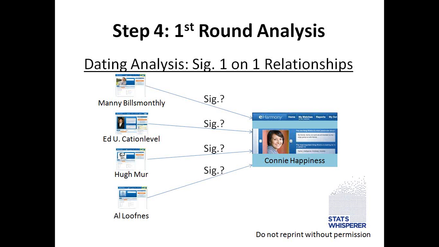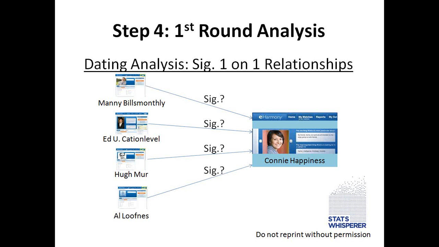All right. So also in step 4, we have our first round of analysis. In the dating analysis, you might have the central person, the central person who's dating. Could be you, could be anybody. And suppose you have 4 people that answer the profile. So you have 4 people to choose from. What do you need to do? You need to figure out just who you have a significant relationship with one-on-one.